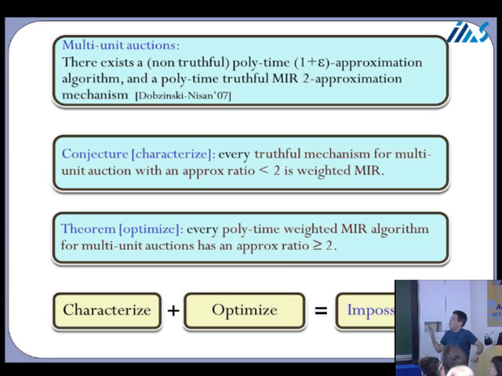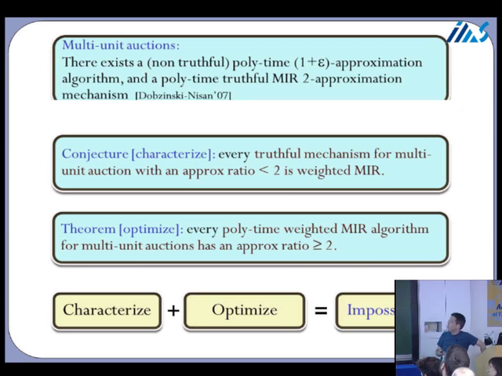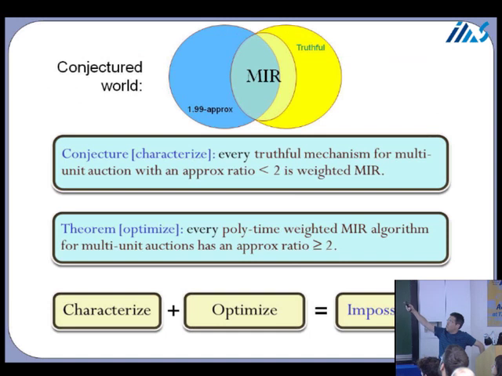All right, so now we can start doing the characterize and optimize approach. So here is a conjecture that we do not know how to prove. And this conjecture says that every truthful mechanism for multi-unit auctions with an approximation ratio that is better than 2 is actually a maximal range one, or a variant of it. So this is the first conjecture. In other words, the world looks like that.